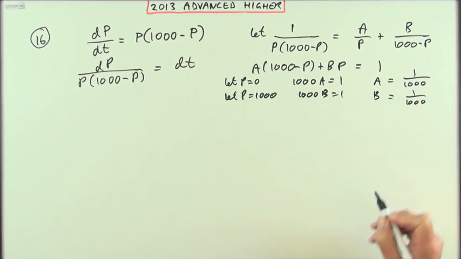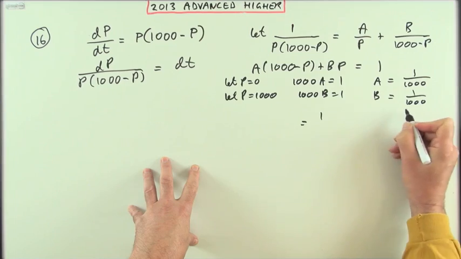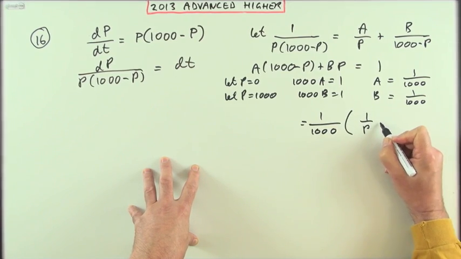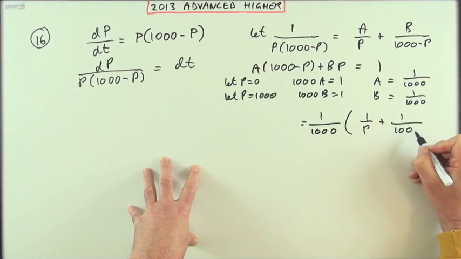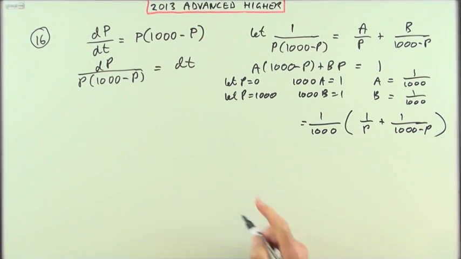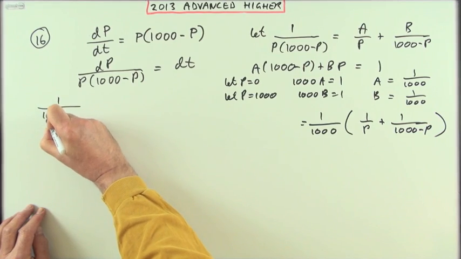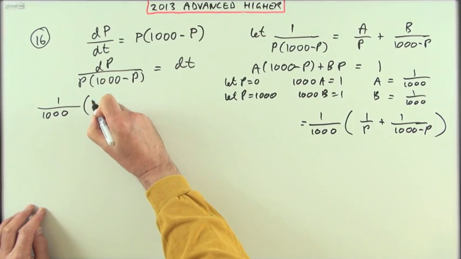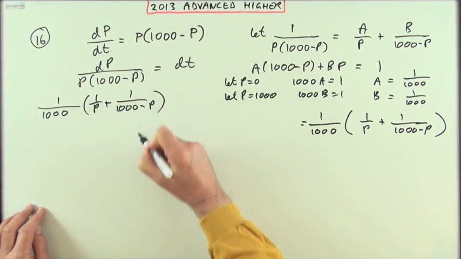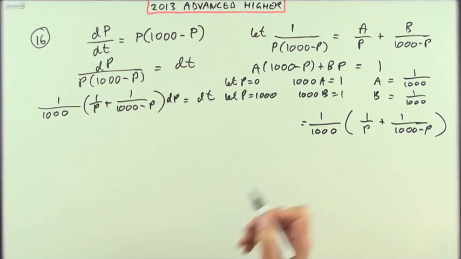Well, that's not so bad because at least they share that denominator. So altogether this is going to become, you might as well just keep that out as a factor, 1000th of 1 over p plus 1 over 1000 minus p. That'd be a neater way of writing that. So back to this then. This can be replaced by that. So what I've got is 1000th of 1 over p plus 1 over 1000 minus p dp equals dt, and then we can integrate that.